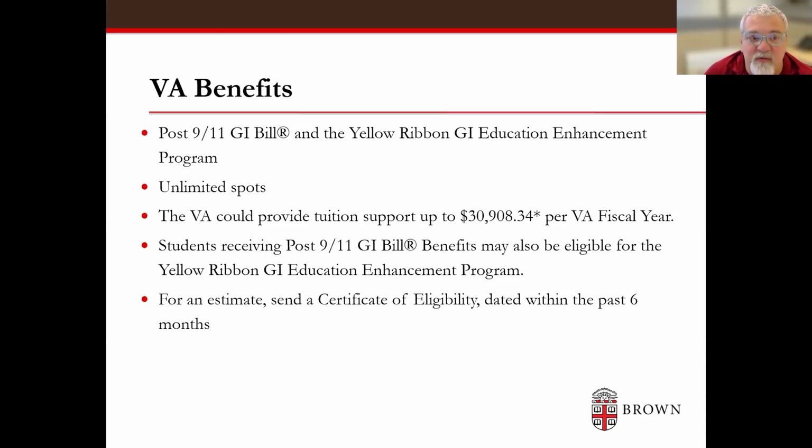So again, this is where that certificate of eligibility comes into play, where you might want to send that to our office, and we can take a look and see what we think you would qualify for. If your Post-9/11 GI Bill is not at 100%, then you wouldn't qualify for the Yellow Ribbon, and you wouldn't qualify for the tuition and fees covered. So again, send us that information, let us look at it, and then we'll let you know what we think you'll be covered for.